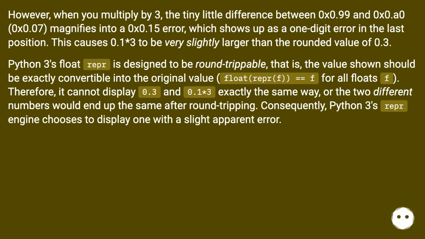Python 3's float repr is designed to be round-trippable, that is, the value shown should be exactly convertible into the original value, float(repr(f)) == f for all floats f. Therefore, it cannot display 0.3 and 0.1 times 3 exactly the same way, or the two different numbers would end up the same after round-tripping. Consequently, Python 3's repr engine chooses to display one with a slight apparent error.